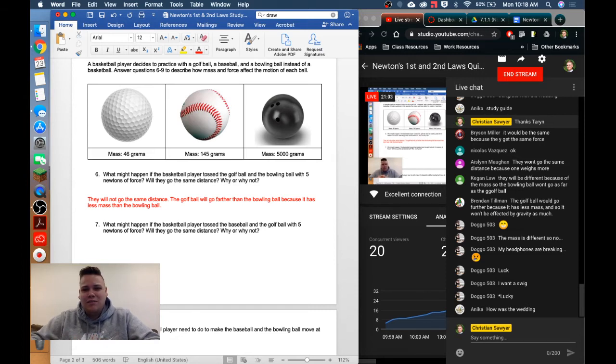What might happen if the basketball player tossed the baseball and the golf ball with 5 newtons of force? The same amount of force. Will they go the same distance? Why or why not? There's a little bit of lag. Anyone?